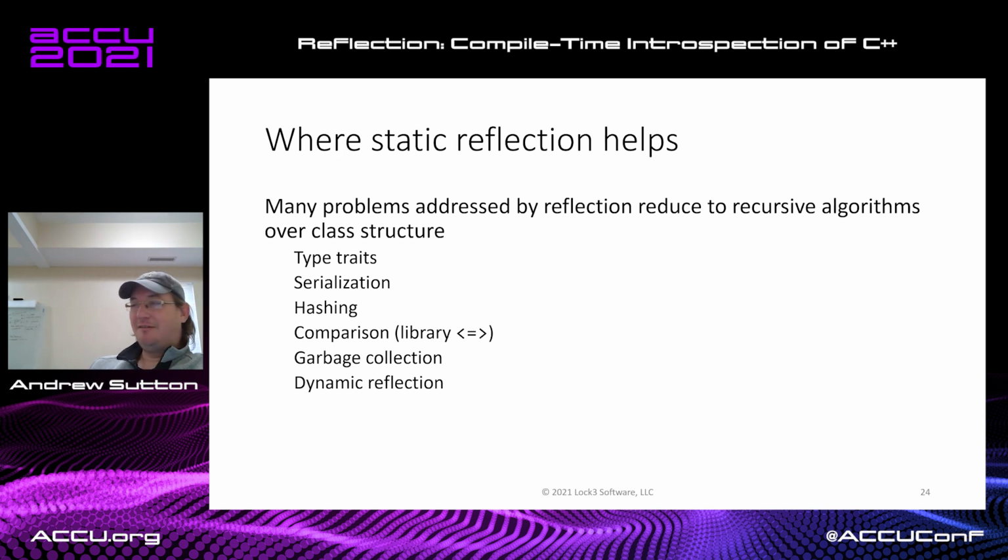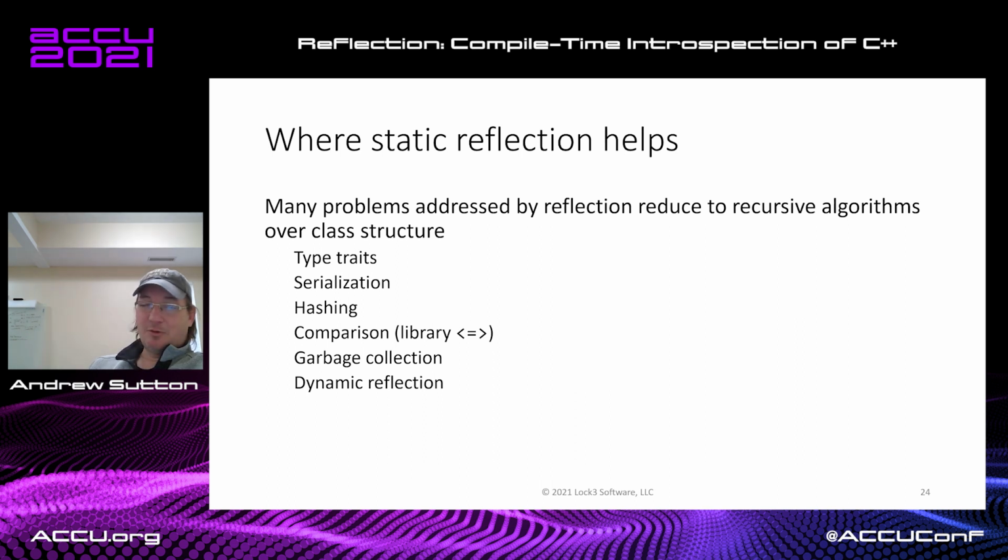Serialization is the same thing. If you want to serialize a class, you have to walk members of that class. Hashing does exactly the same thing that serialization does. If we'd had reflection earlier in the language, maybe we wouldn't have operator spaceship, because that can be a library feature. I'm pretty sure that can be a library feature. And I mentioned GCC and garbage collection. We can probably provide some level of opt-in, non-aggressive garbage collection just as a library that sort of just works.